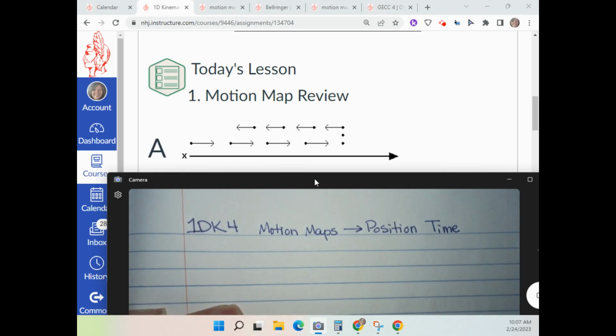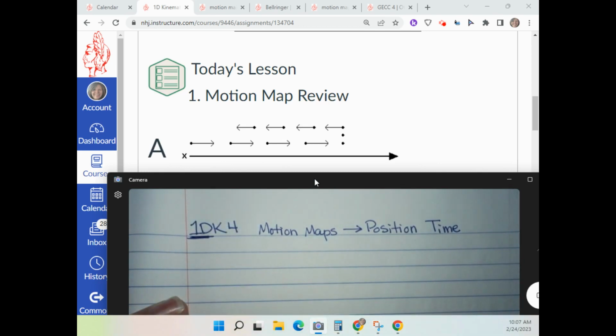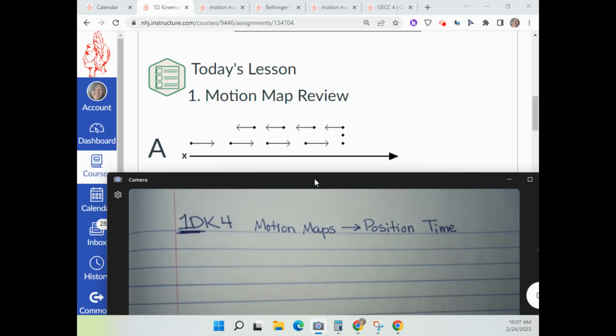One thing that I wanted to point out before we go any further is that we are in one-dimensional motion. We are talking about one dimension. So that means all of the motion that we talk about today, and I mean from all of this unit, is in a straight line. So these maps are going to challenge our brain a little to really understand that.